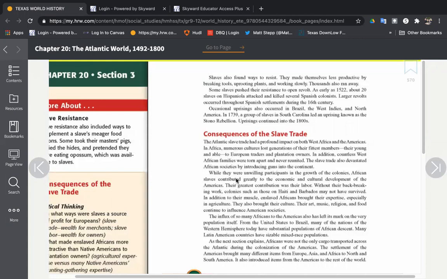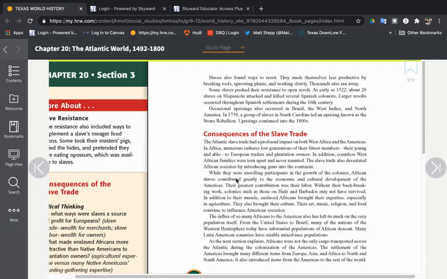There was a successful slave revolution, and we'll talk about it later on, the Haitian Revolution. The idea of defeating the French, and them kind of giving up on sending more troops over. It's the only successful slave revolution that's really talked about a ton in history. But we'll get into it later. It says as early as 1522, about 20 slaves on Hispaniola attacked and killed several Spanish colonists. Later, revolts occurred throughout the Spanish settlements all the way into the 1600s, the 16th century.